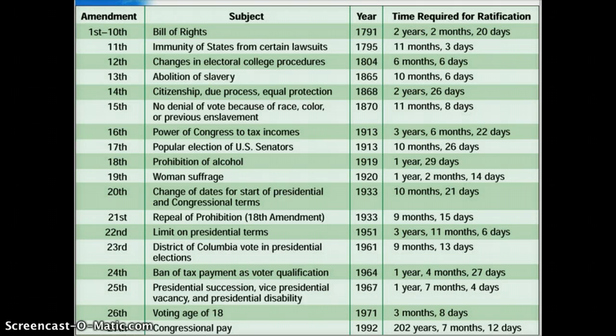And there's no time requirement. How long the states get to ratify a proposed amendment, there's just no time limit. So the states took their time with the 27th, and in 1992 Michigan finally got around to passing it, and we had our 27th Amendment. Again, that's on page 78.